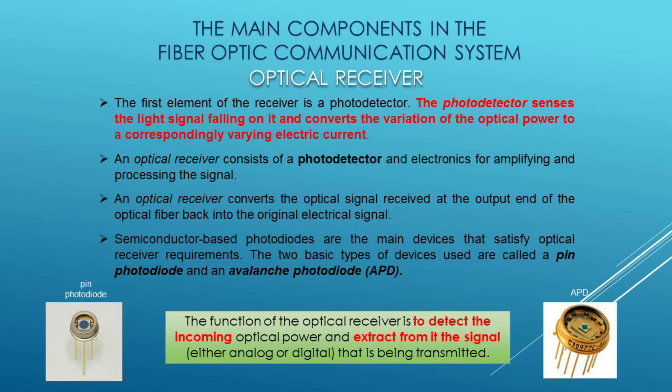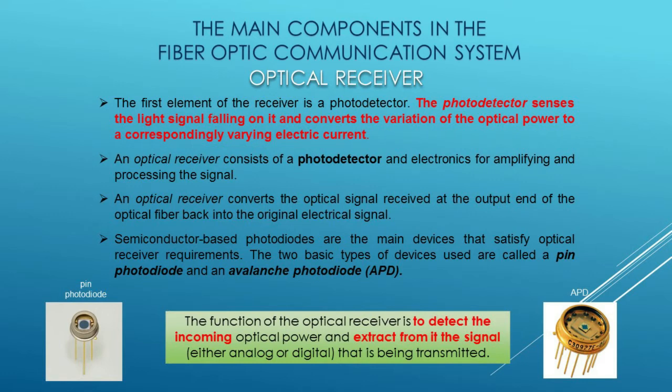Optical receiver. The first element of the receiver is a photodetector. The photodetector senses the light signal falling on it and converts the variation of the optical power to a correspondingly varying electric current. An optical receiver consists of a photodetector and electronics for amplifying and processing the signal. An optical receiver converts the optical signal received at the output end of the optical fiber back into the original electrical signal.